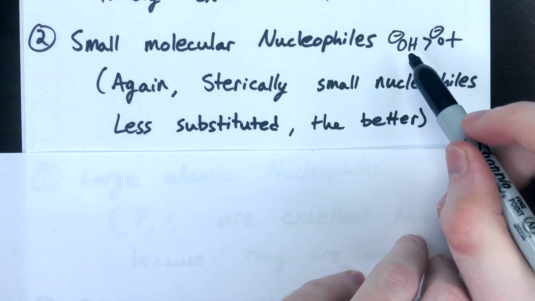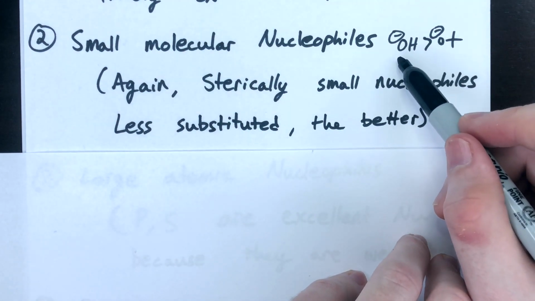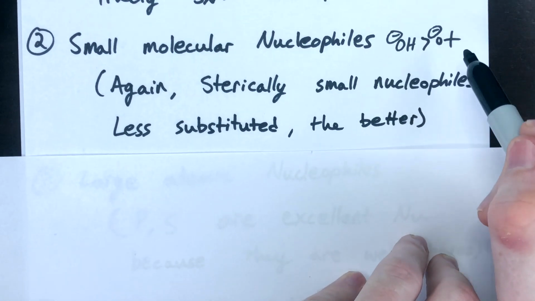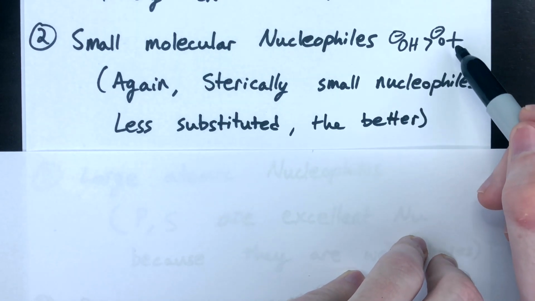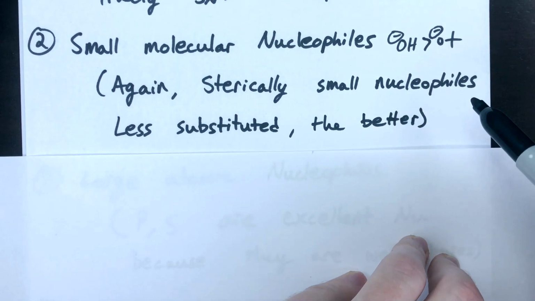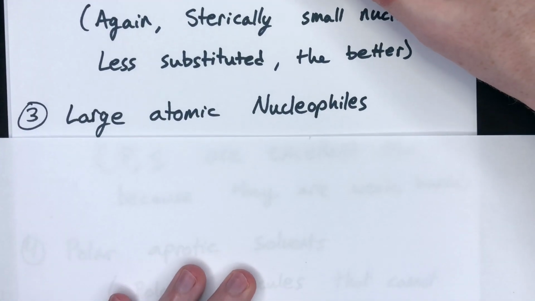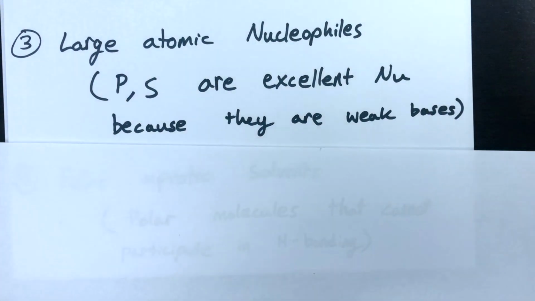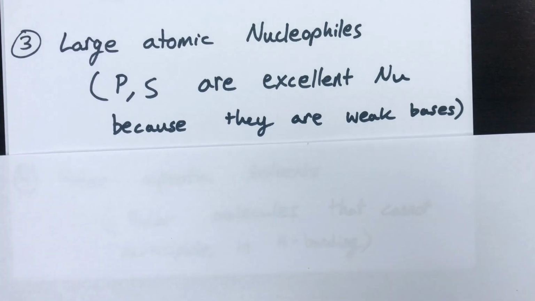So remember, molecule is referring to this entire species that has the oxygen atom and the hydrogen atom bound together. That is the OH molecule. Same thing here, all of this whole entire species is a molecule, not the individual atoms. So next is large atomic nucleophiles. So here we mean the individual atom that is functioning as a nucleophile. If it is larger, then it is a better nucleophile.